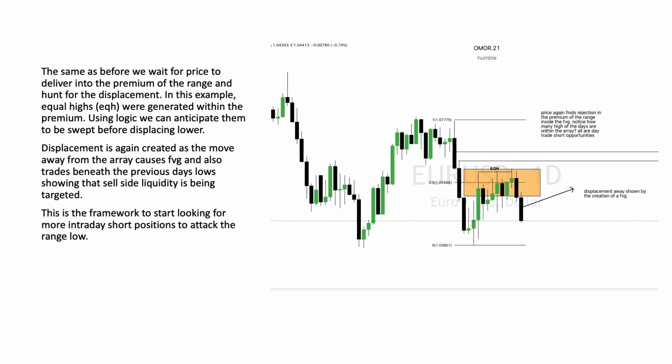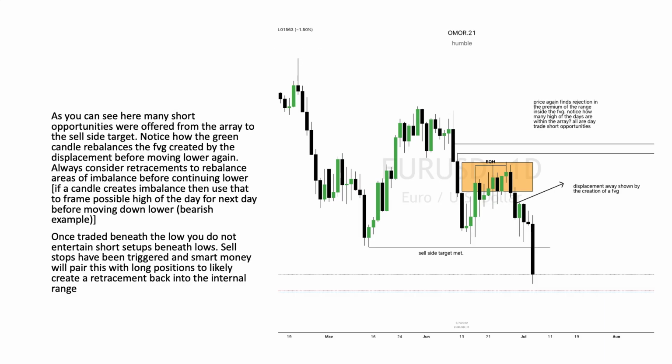This is all the framework you need, guys, right? Identify the range, premium and discount, assuming that you have your overall bias, right? Because we're short on the euro, we're only waiting for premiums to then make short ideas. Wait for the move into the premium and then wait for displacement. And with that displacement, then we're chasing intraday setups. That's it. That's all it is in this lesson. Now, you can see that after we got the displacement away, look how many short days were offered, right?